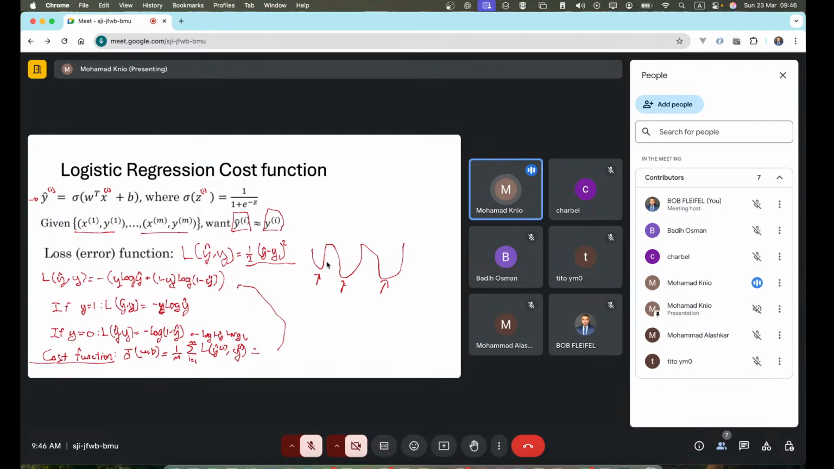So the cost function is the cost of the parameters in the training of your logistic regression model, and we're going to find W and B, the parameters that minimize the overall cost function. So all we need to do in the process is to find and minimize the overall cost function.